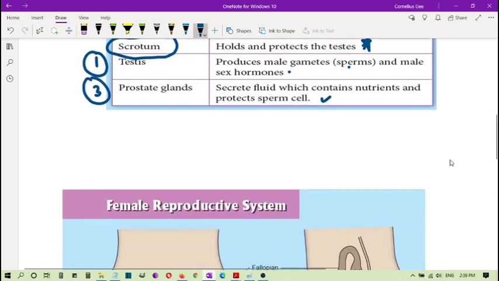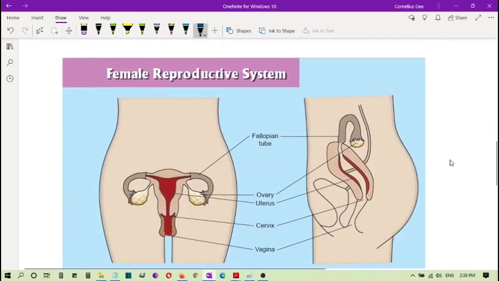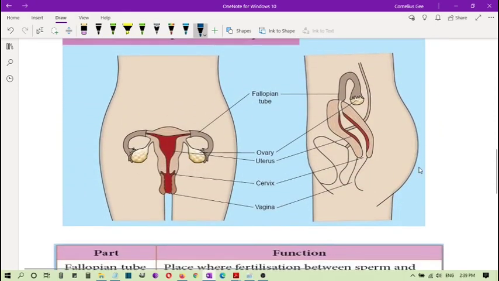From here, we move on to the female reproductive system. We have the front view and the side view. The ovary, of course, is the organ that will produce the female gametes, the reproductive cells. The female has 2 ovaries, like the male has 2 testes. It's connected to the fallopian tube, and this is connected to the uterus. And the structure called the cervix separates the inside and the outside.